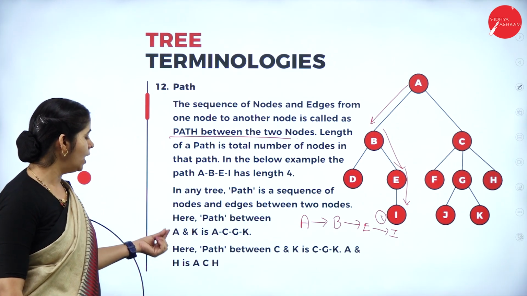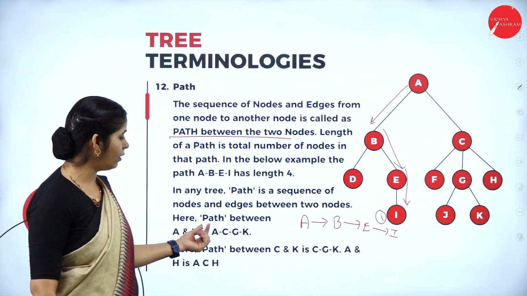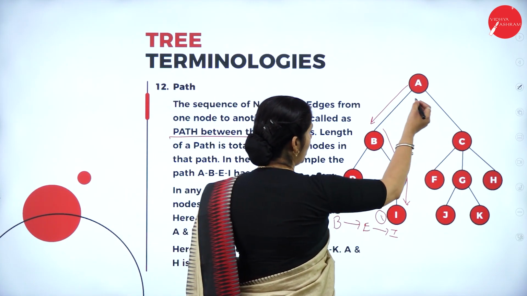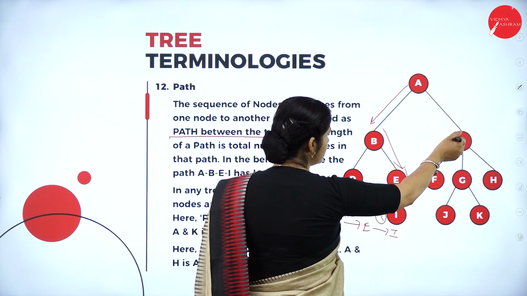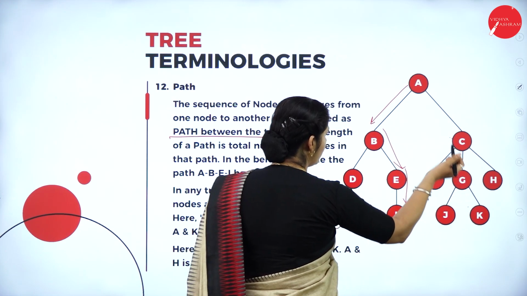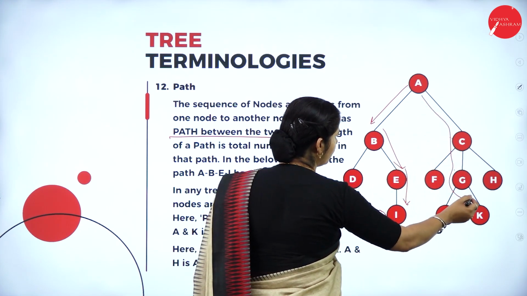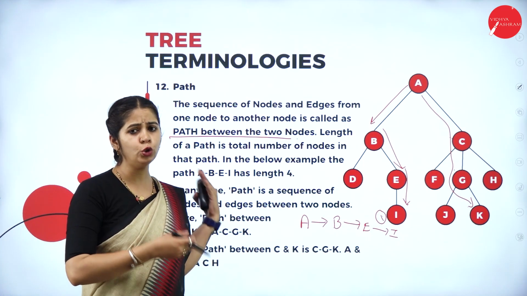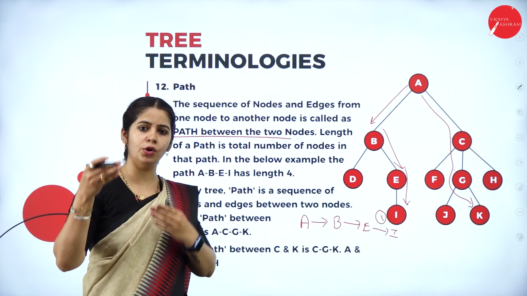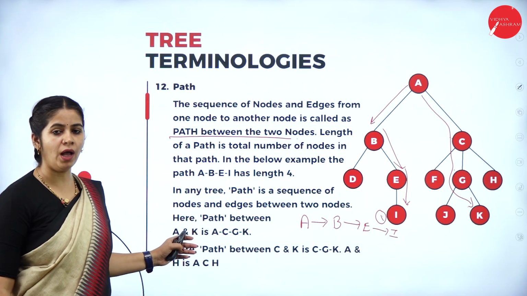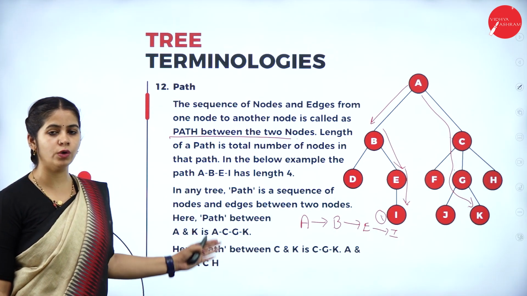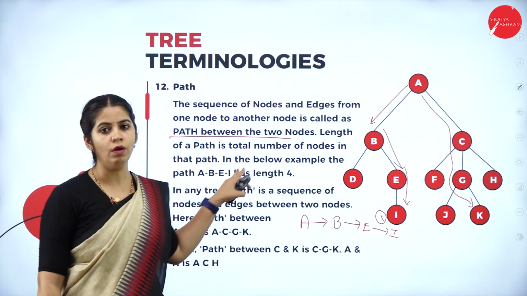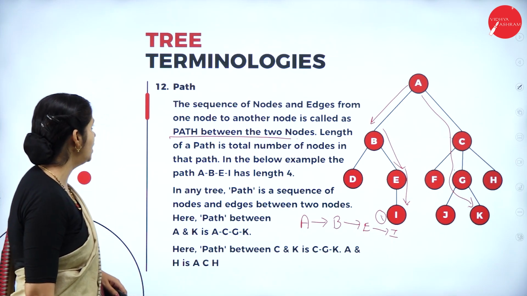Here the path of A and K is moving from A to K. What is the path for A to K? We can move from A to C, C to G, G to K. So this is the path for reaching the node K. Traversing to a particular node of the tree is called a path of the tree. When we are traversing, we should represent which node we have visited and which edge we have followed. That is called the path of the tree.